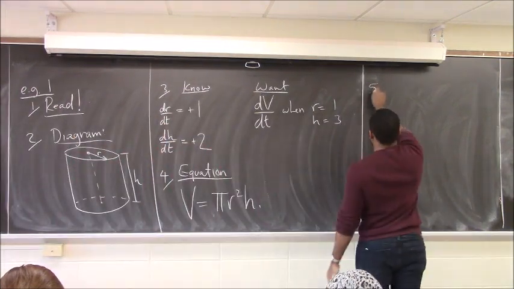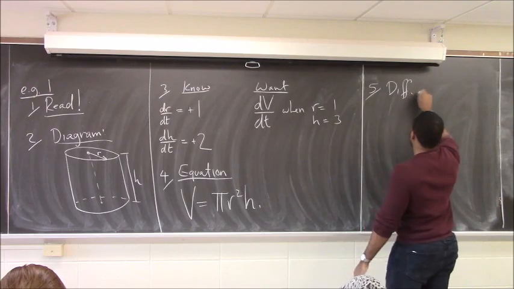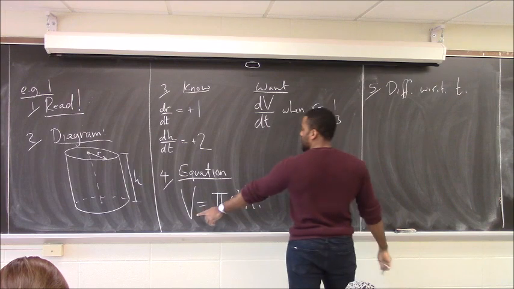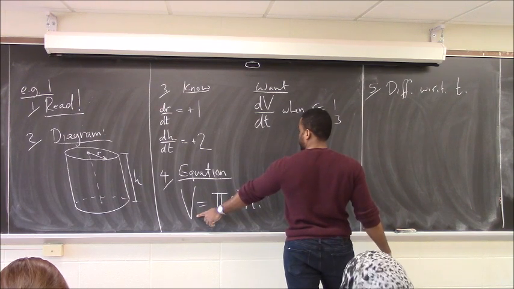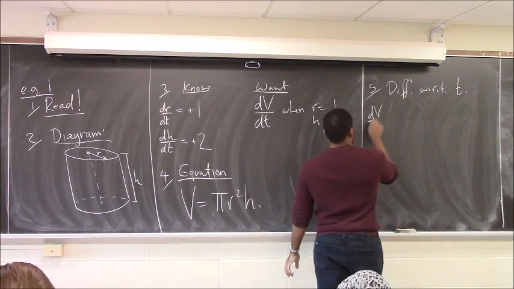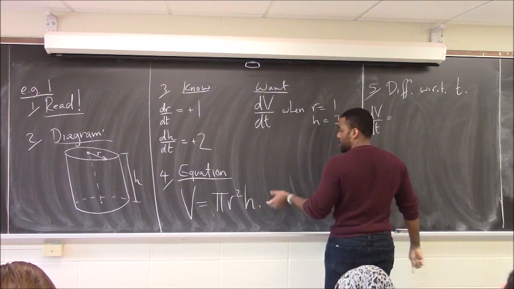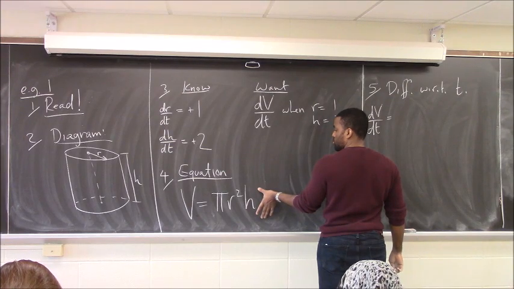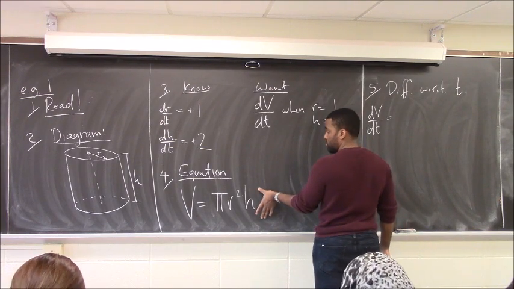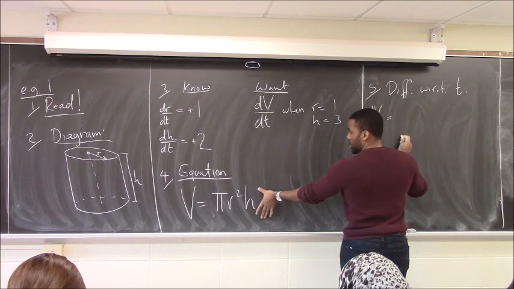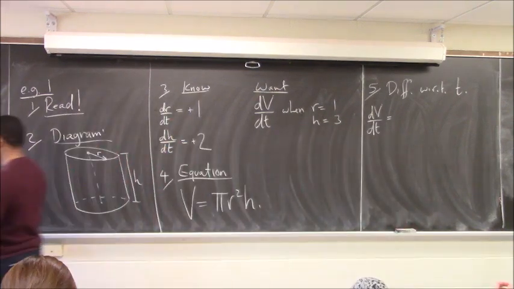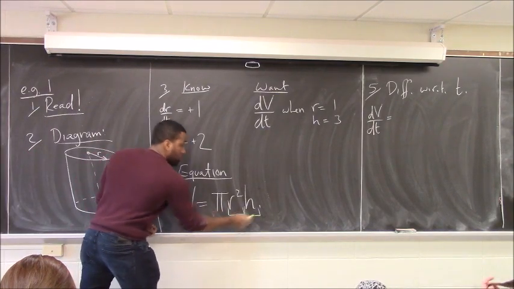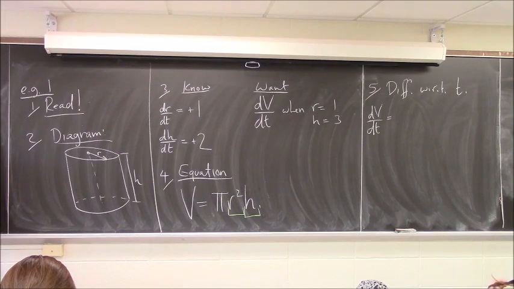Step 5, now you're going to differentiate with respect to time. What's the derivative of V with respect to time? That's your dV/dt. Okay, differentiate this with respect to time. So you do the product rule, and you would need the product rule, still a thing. R is a function of time, so is your h. I have two functions multiplying. Product rule applies.